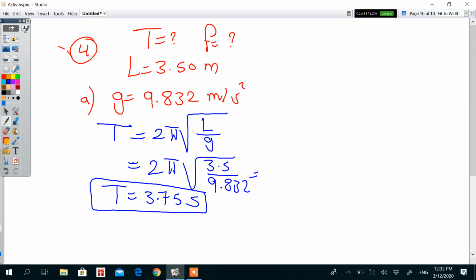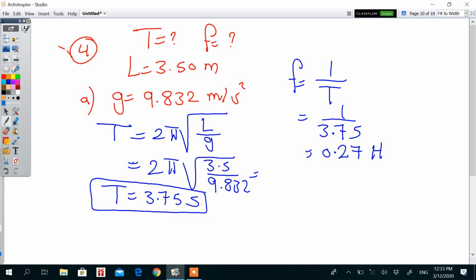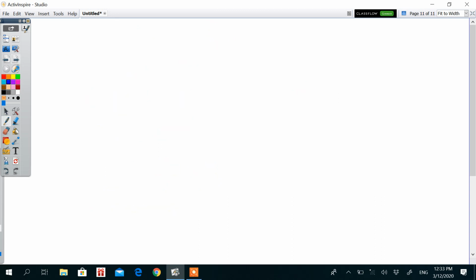Okay? Now, how to calculate F, frequency? F simply is 1 over T, 1 over 3.75. And the answer is F equal 0.27 hertz. Okay, this is A. Okay, now let's go to B.